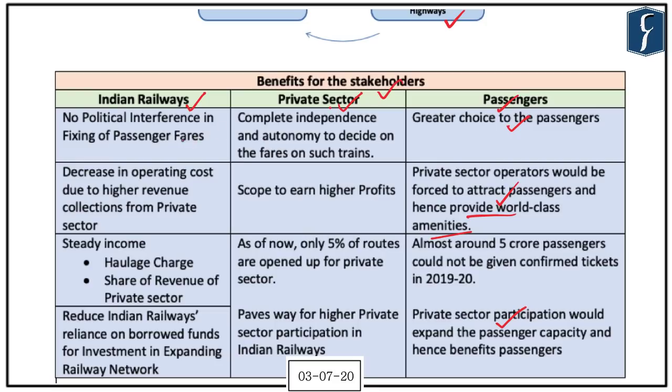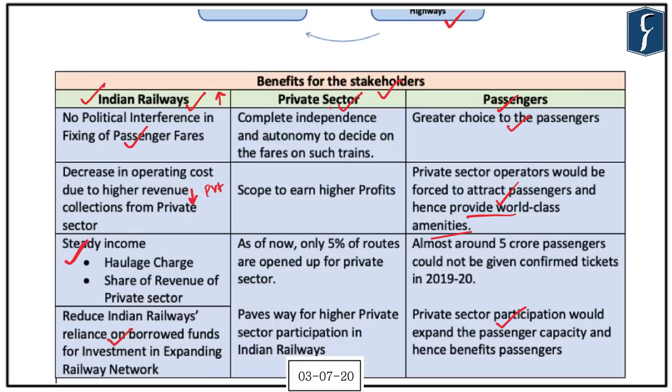Now as far as Indian Railway is concerned, these private trains shall be free from political interference in fixing the passenger fares. And since one share will come to Indian Railways as well, it can be assured of an increase in revenues. Then of course the operating cost will be reduced because all the operations of these trains shall be taken care of by the private sector. But their revenue shall come to the Indian Railways. And higher revenue means higher income, which will then reduce Indian Railways' reliance on borrowed funds.